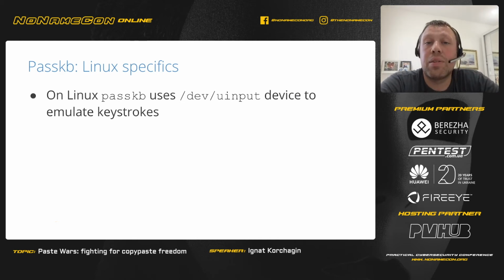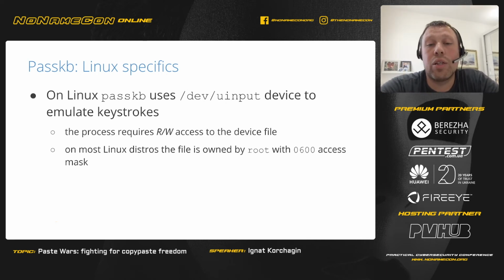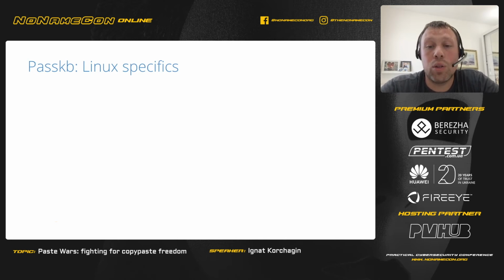There are some specifics if you're running the tool on Linux. On Linux, the passkb, as I mentioned, uses the special dev input device file to emulate keystrokes, and the process actually requires read-write access to the device files. But on most Linux distributions, this file is owned by root by default with 600 access mask, so you can't run it as a normal user normally. So what can you do?